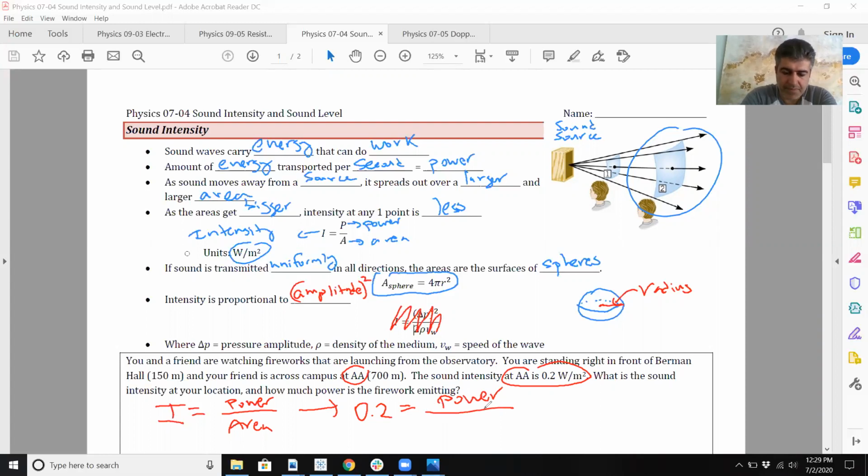And the area, so it's how far they are from the source. So it's 4 pi times 700 squared. So you would assume that the source is going to be right there in the middle, and your friend's at the end of that sphere, which is 700 meters away from the source. So you solve for the power, and if you solve for that power correctly, you should get 1.23 times 10 to the 6 watts.